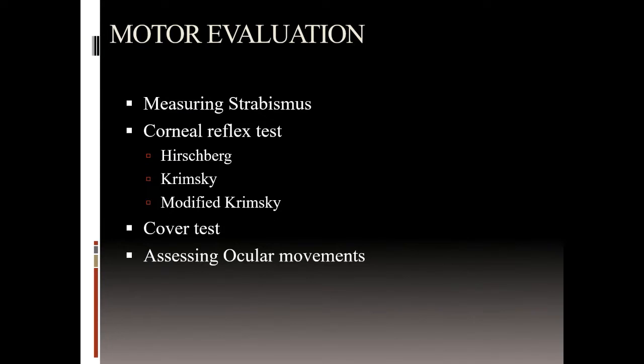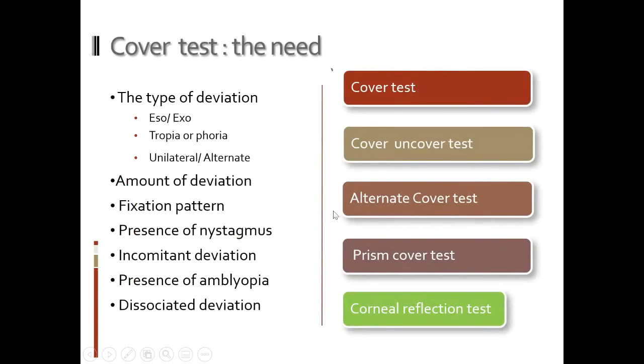So with this background, we come to the first and most important part of strabismus, that is motor evaluation. The second part is sensory evaluation. So motor evaluation, what will it tell you? It will tell you about measuring strabismus, knowing the type of strabismus, cover test, and assessing ocular motility. Now cover test, what does cover test tell you? Now this is very, very important because this comes as a theoretical written exam. In written exam also, you will get a short note or a full question of evaluation of strabismus.